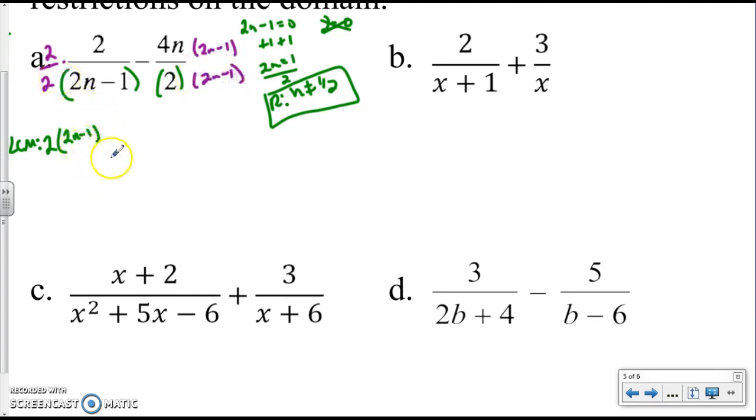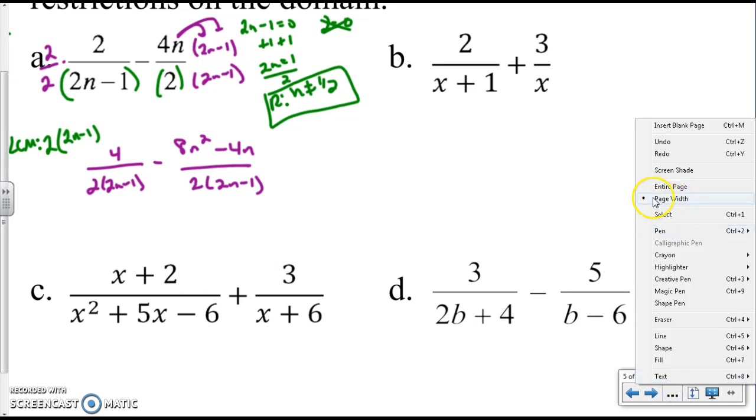Okay, so I'm going to go ahead and simplify that. So I get 4 over 2 times 2n minus 1. I'm not going to multiply that part. And then that's a minus there. So I'm going to make that a minus sign. And if I distribute this, I get 8n squared minus 4n over 2 times 2n minus 1. And I'm going to combine like terms.